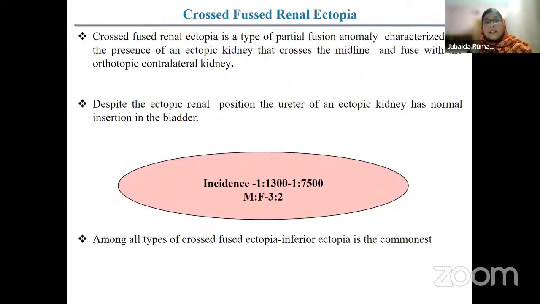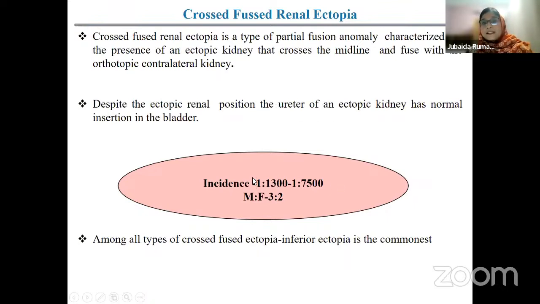So this cross-fused renal ectopia is a type of partial fusion anomaly, characterized by the presence of an ectopic kidney that crosses the midline and fuses with the orthotopic contralateral kidney. Despite the ectopic renal position of the kidney, the ureter of an ectopic kidney has normal insertion in the bladder. This is the main difference from the pancake kidney.